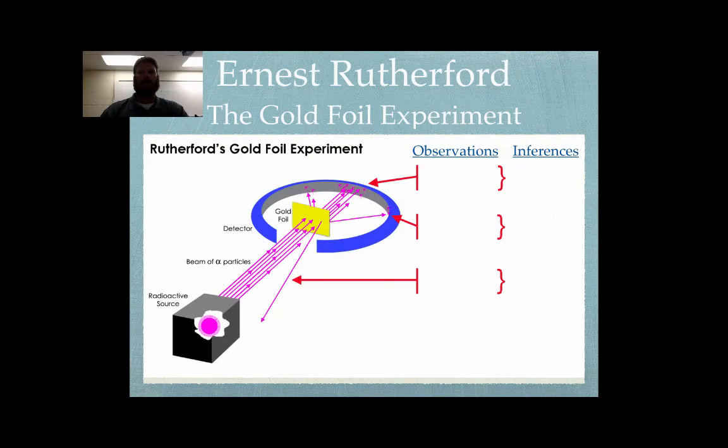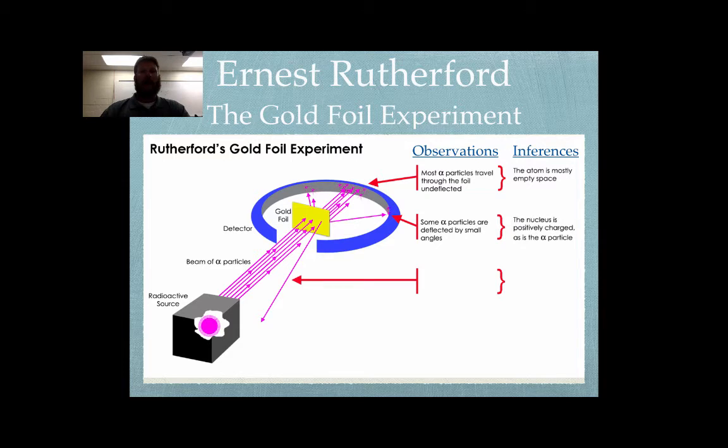Alright, let's summarize those observations and inferences from the gold foil experiment. The first observation was that most alpha particles travel through the foil undeflected. The inference from this was that the atom was mostly empty space. There is no positively charged pudding. Secondly, some alpha particles are deflected at angles. What this meant was that the positively charged alpha particles were encountering another positively charged object that would cause them to be deflected. That is the nucleus.